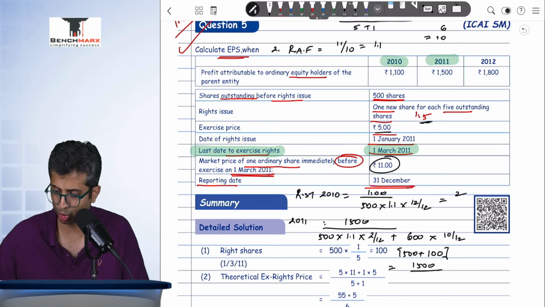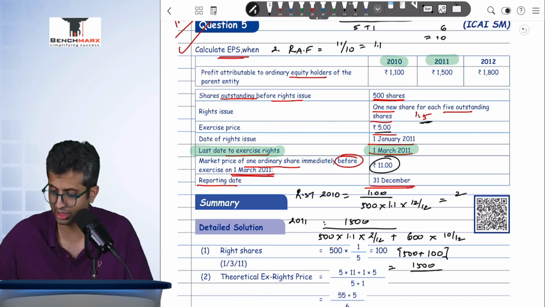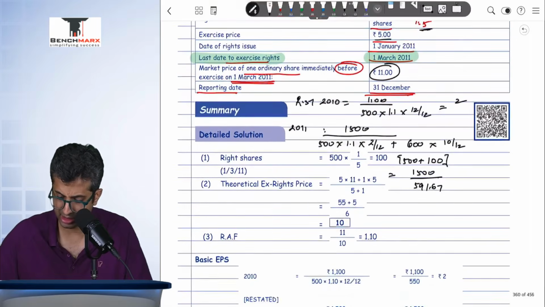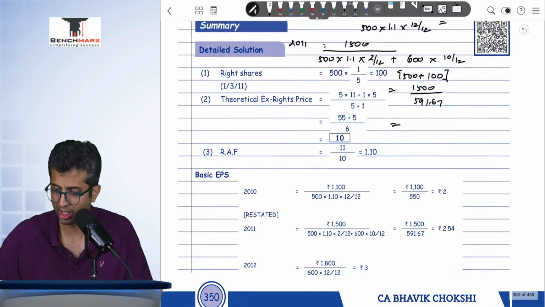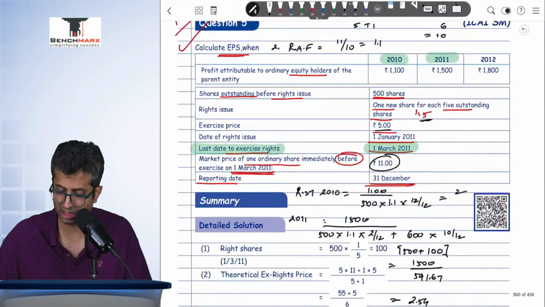550 into 2 by 12 plus 600, which includes everything and no further adjustment is needed, into 10 by 12. This is a cumulative basis working, and hence this is what, 591.67 maybe, and hence if I do this working, 1500 by 591.67, you can even take this in decimals because this is an average number. This is 2.54 approximately.